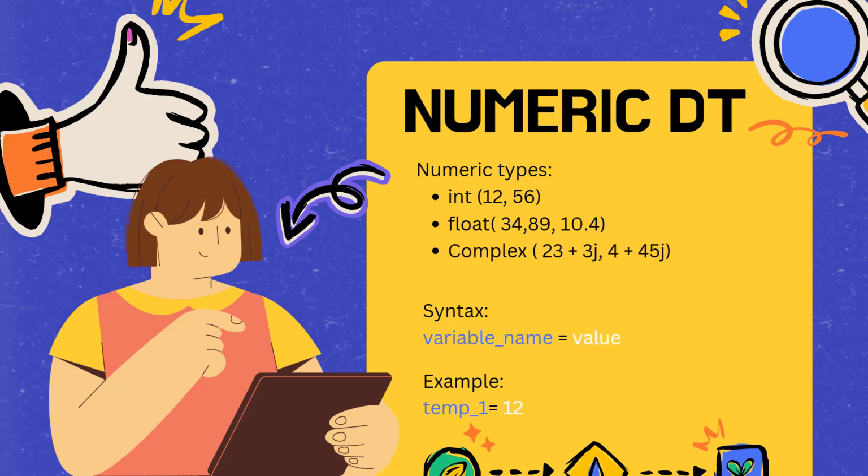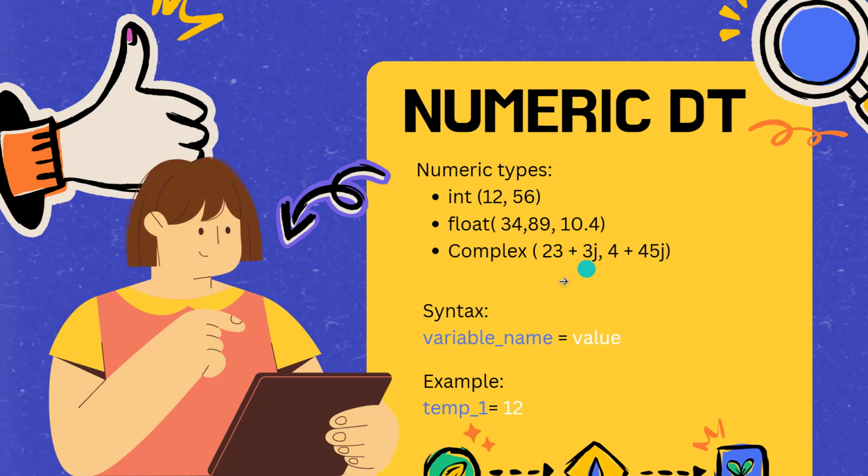On this slide, we will see the first data type, the numerical data type. In this, we have three types. First is the integer. As we can see, 12 and 56 are integer values. Second type is the float. It has decimal values, 34.89 and 10.4. These are float values.